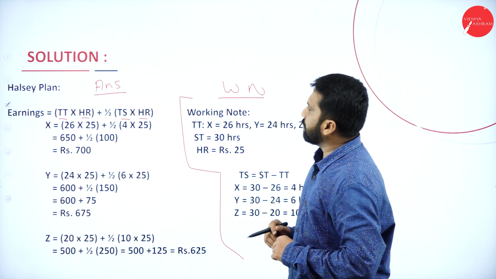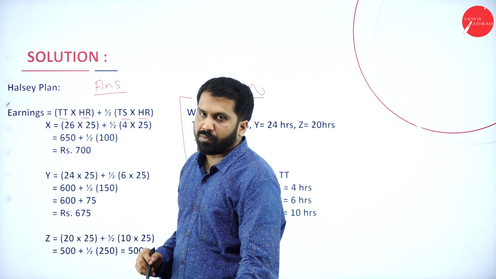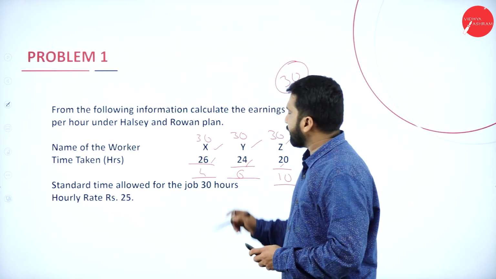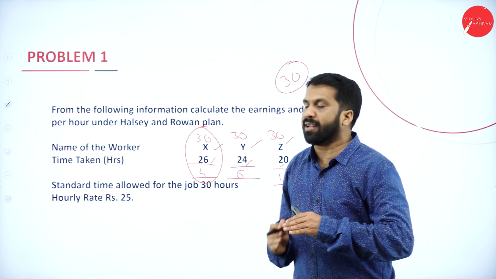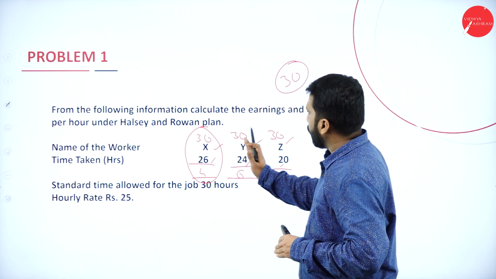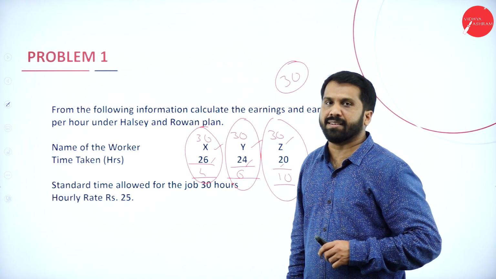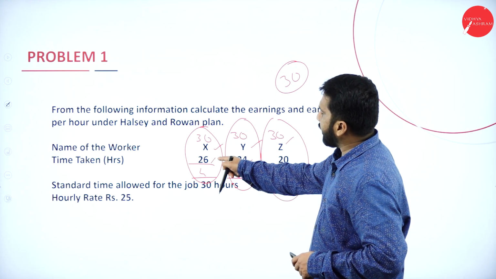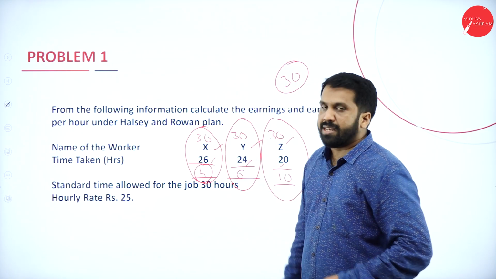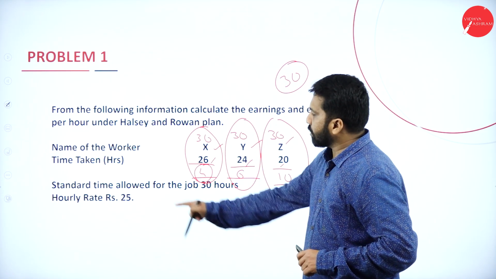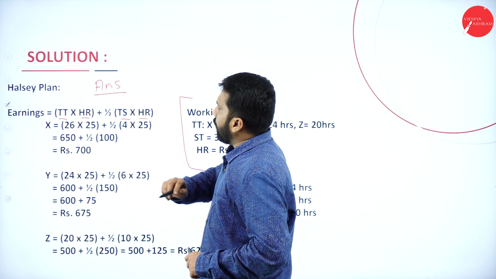Now, as per this, x is equal to, like, x is whom? He is the first person. We are talking about x. So we have to do the wholesale plan for x separately, y separately, as well as z separately. Now, x has taken 26 hours. How many hours has he saved? He has saved 4 hours. What is the rate per hour? Rate per hour is 25.